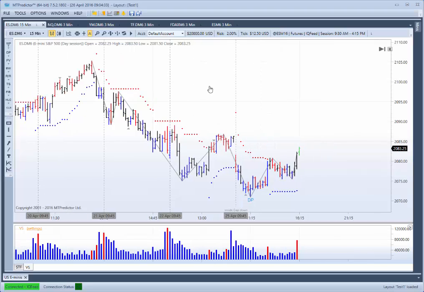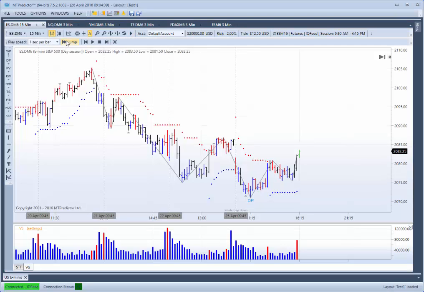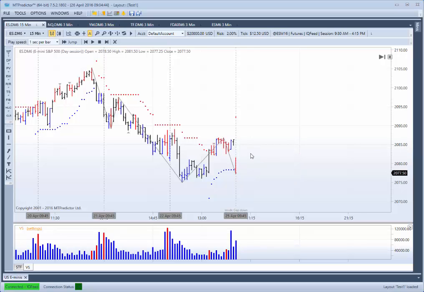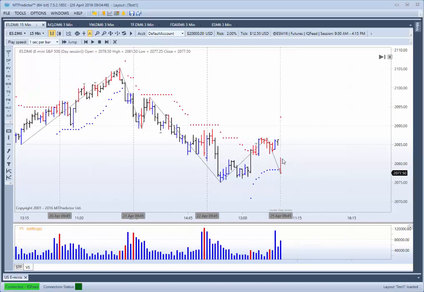Now for this we have our DPs in MTPredictor. These are great because they're leading indicators. So I'll use our training mode and take the market back to just after it opened yesterday. You can see that the market gapped down a bit and started to go down. So what do we do from this?